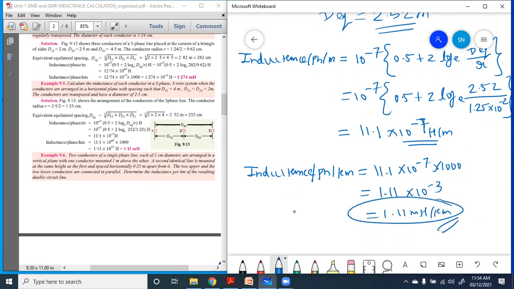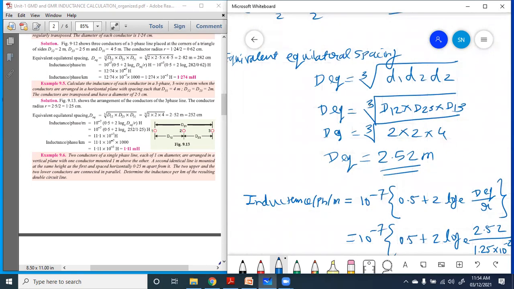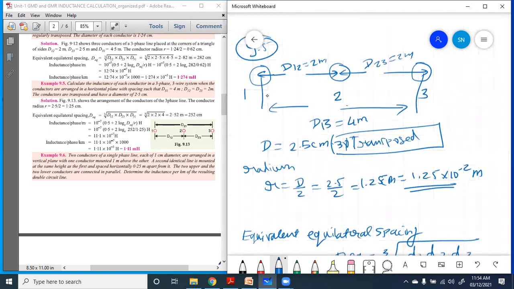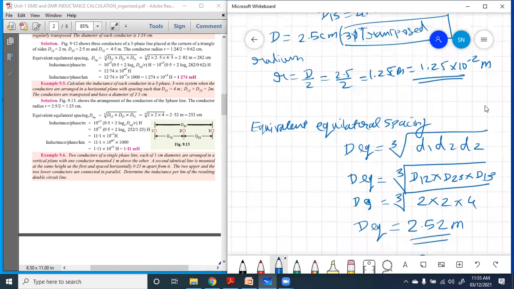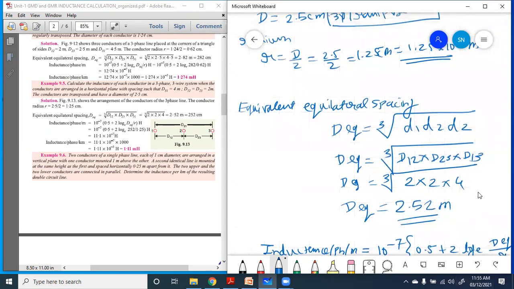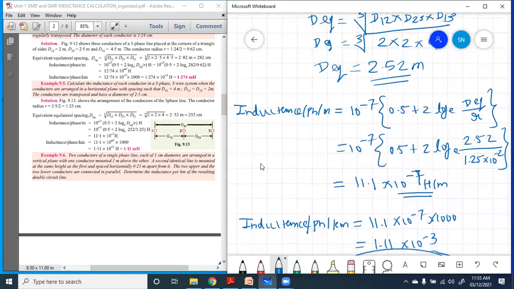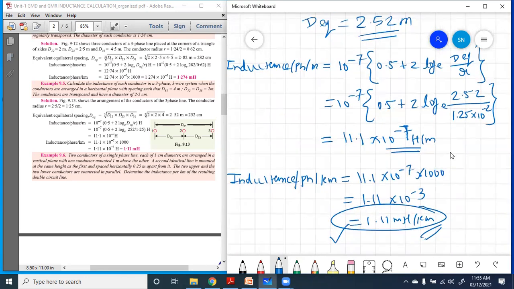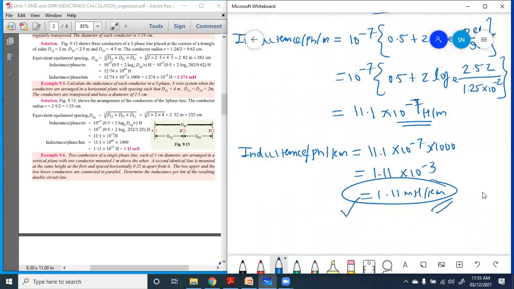This is the final required answer for the given horizontal unsymmetrical transposed line, because the line is a horizontally placed three-phase line. There are three conductors, but the distance between each conductor is different. Similarly this line is a transposed line. In such conditions, we need to calculate the equivalent equilateral spacing between the conductors, then put in the values of the radius and D equivalent to get the inductance per meter, and then convert that inductance per phase per meter into inductance per phase per kilometer.